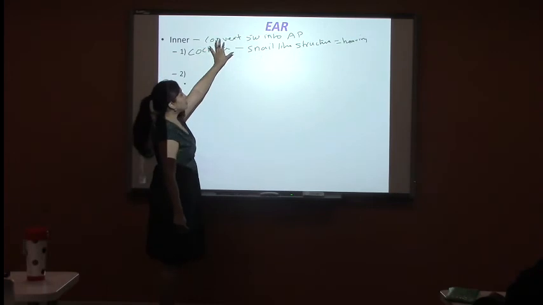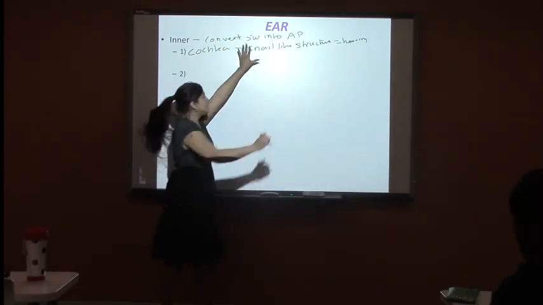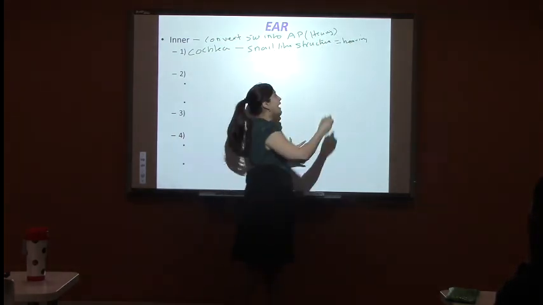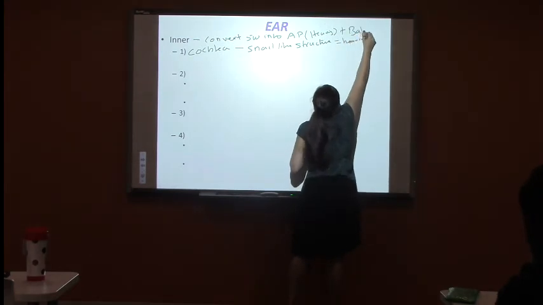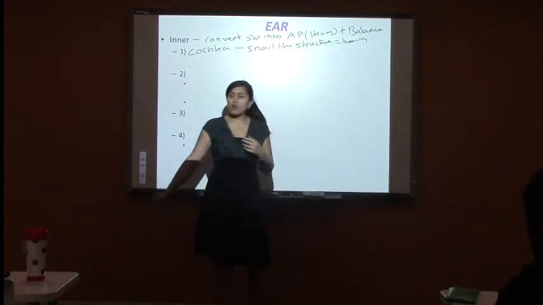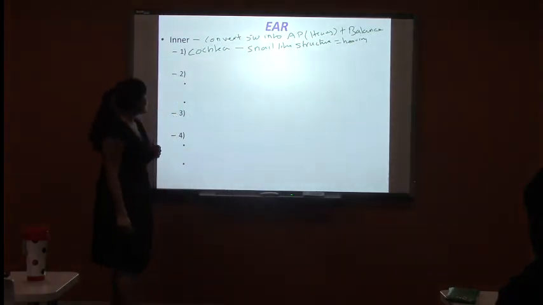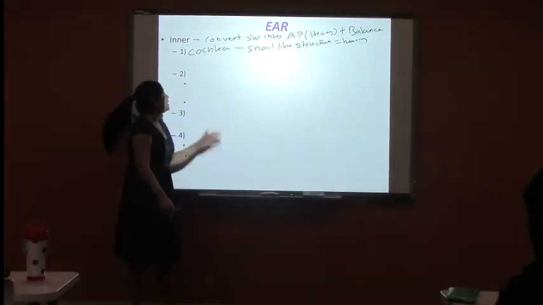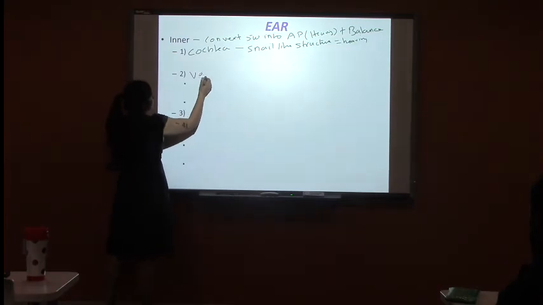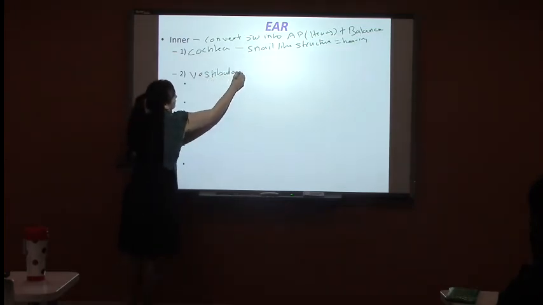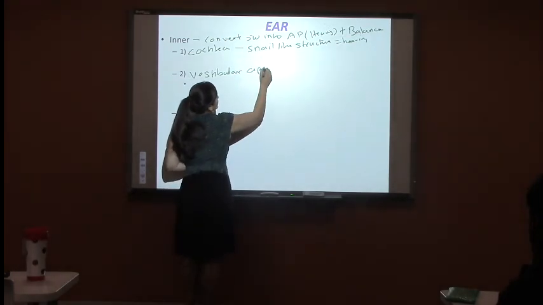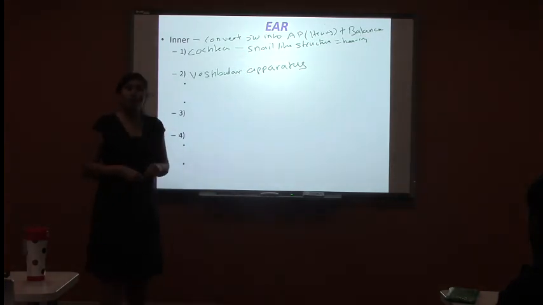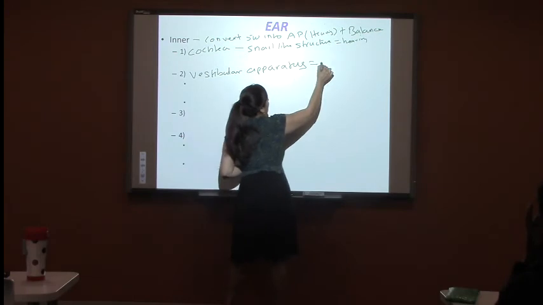So the function of the inner ear is to convert sound waves into action potentials, therefore for hearing. Another function that the inner ear has is balance. Your inner ear is also responsible for balance. So the cochlea, which is a snail-like structure, is responsible for hearing. Another structure we're going to talk about is the vestibular apparatus, which is responsible for balance.